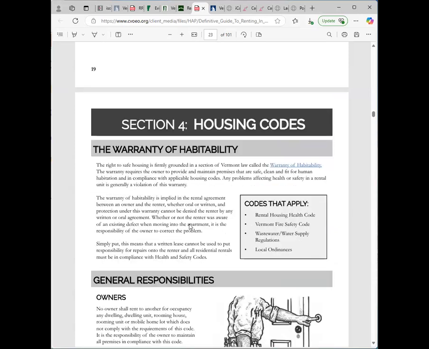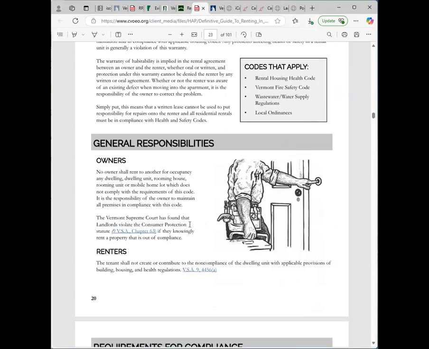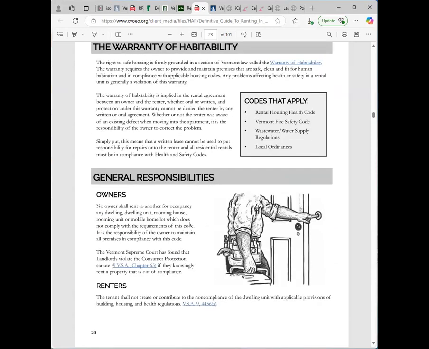That's good. So housing codes, section 4, this is on page 20. We're talking about owners, general responsibilities of renters, and then codes that apply. This is actually very helpful because other states and provinces do not do this. So it says codes that apply: rental housing health code, Vermont fire safety code, wastewater water supply regulations, and then local ordinances. There it is. You have a checklist of exactly what you need.